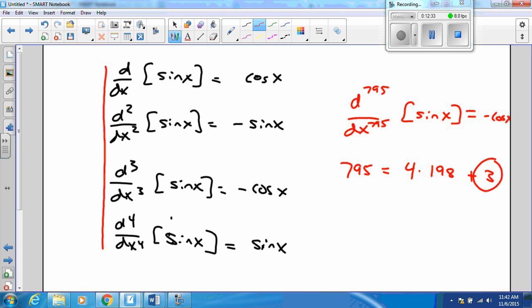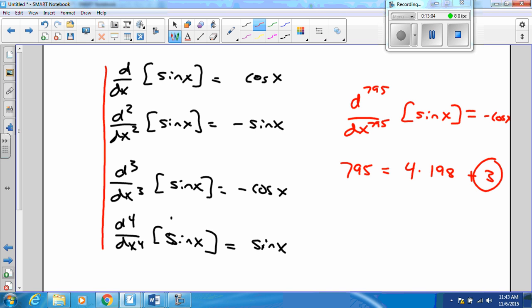What is the 1000th derivative of sine x? Sine x. Boom. Done. What is the 522nd derivative of sine x? That's right, so the remainder is 2. It's going to be negative sine x. That's right. You're just dividing by 4, taking the remainder, and that's it.